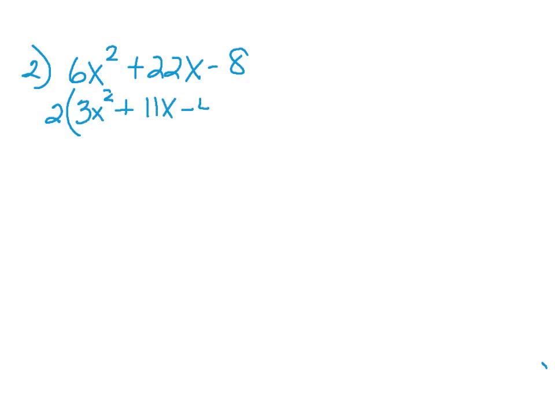Number 2, 6x squared plus 22x minus 8. Okay, I'll always go through and look for GCF, possibility of grouping, etc. before I go to the make a mistake method. So as I look at these three terms, I do notice there is a GCF. The GCF is 2. So let's factor out a 2. So 2 times 3x squared plus 11x minus 4.